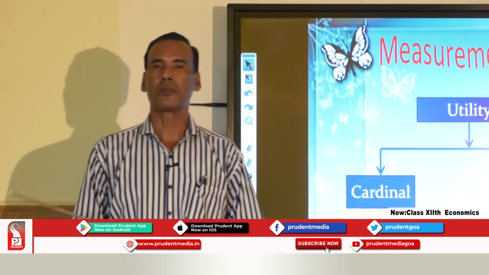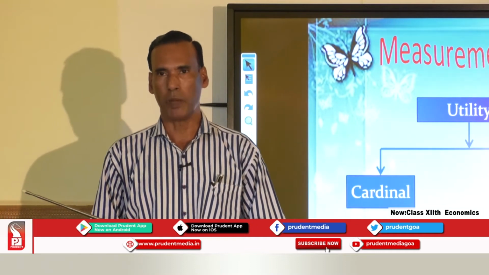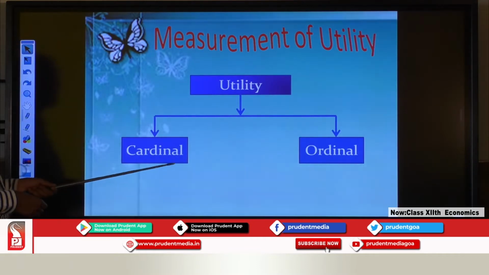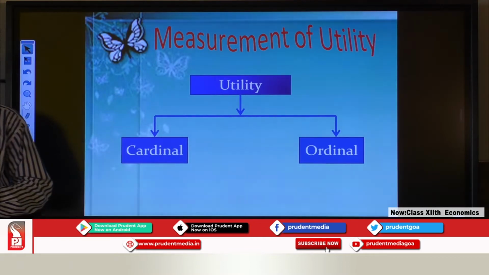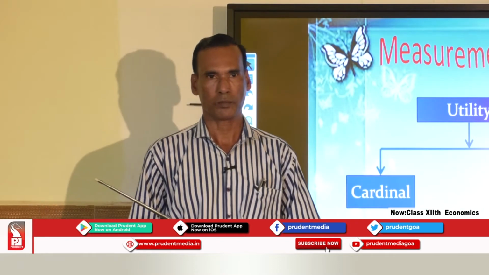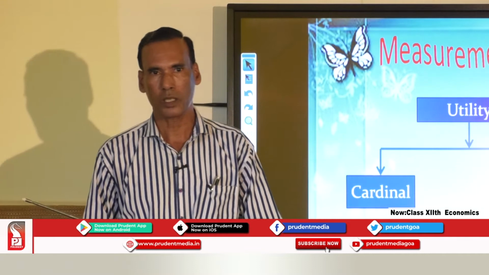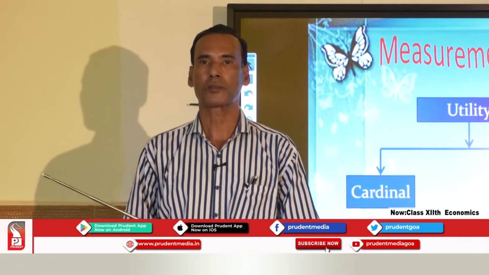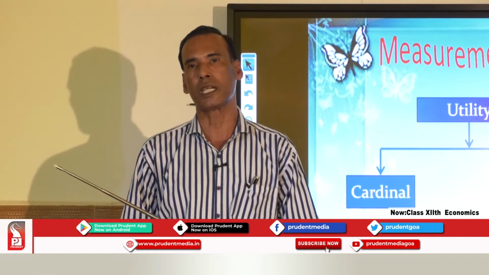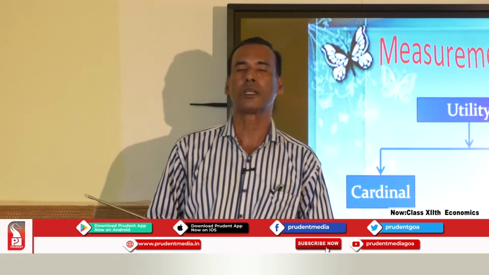Now, measurement of utility. There are two methods or two measurements to measure utility. The first method is cardinal measurement of utility, and the second one is ordinal measurement of utility. Now, cardinal measurement of utility. In that approach, we measure utility or the satisfaction that the person achieves in terms of numbers, or satisfaction is expressed numerically.